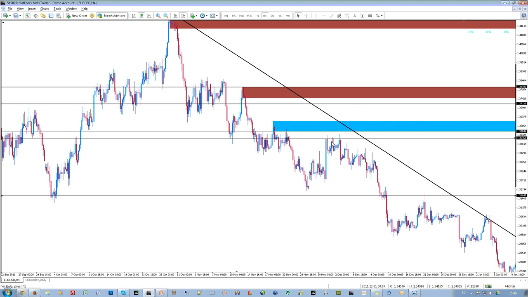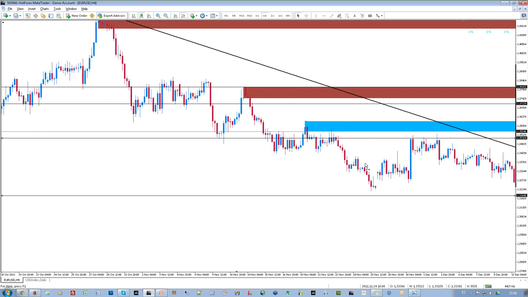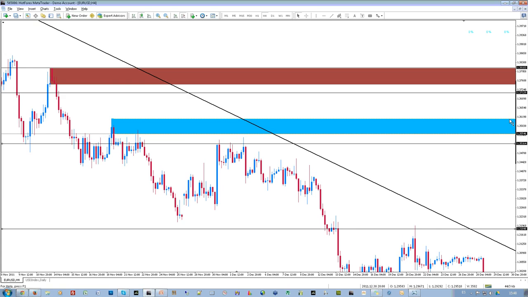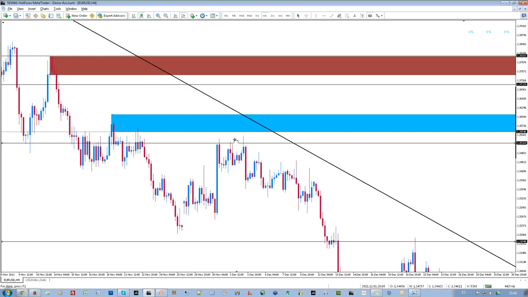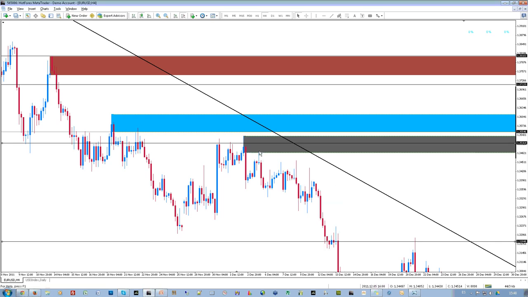Okay. So now we have this area fresh, and it removed this area. So now it was almost retested. Okay, we've got another area over here. Now we've got this one, which is valid because we made a lower low, as you can see. So we extended. Now this is a test.